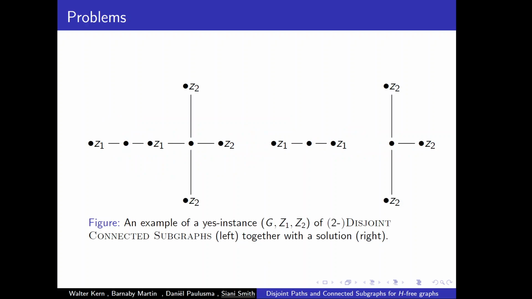So here is an example of the disjoint connected subgraphs problem. We have our original graph here on the left with two terminal sets, Z1, which consists of these two vertices, and Z2, which is these three. And on the right we have a possible solution. So we take this path of length 3 here, and then this claw here.